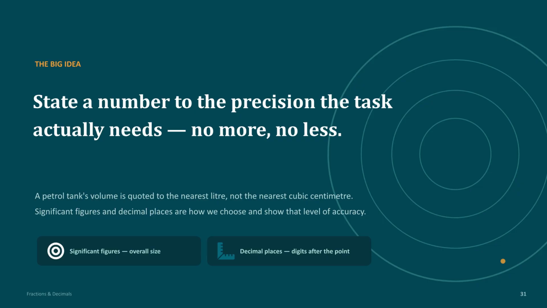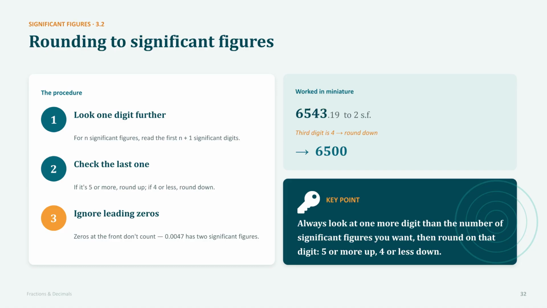The big idea in measurement is precision. You should state a number to the exact level the task requires. No more, no less. We use significant figures and decimal places to control this accuracy. To round to significant figures, look one digit beyond the number of figures you need. If the next digit is 5 or more, round up. Otherwise, round down. Remember that leading zeros don't count.